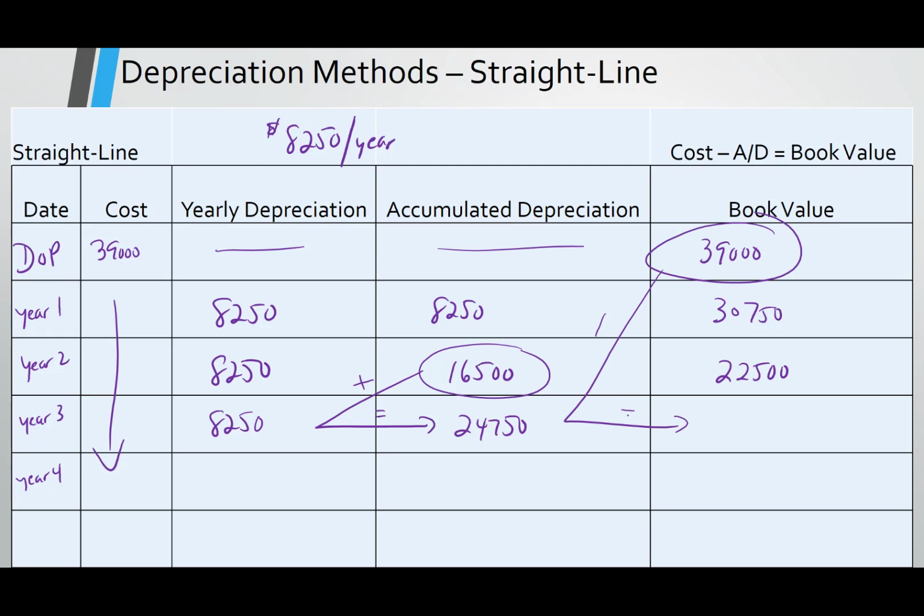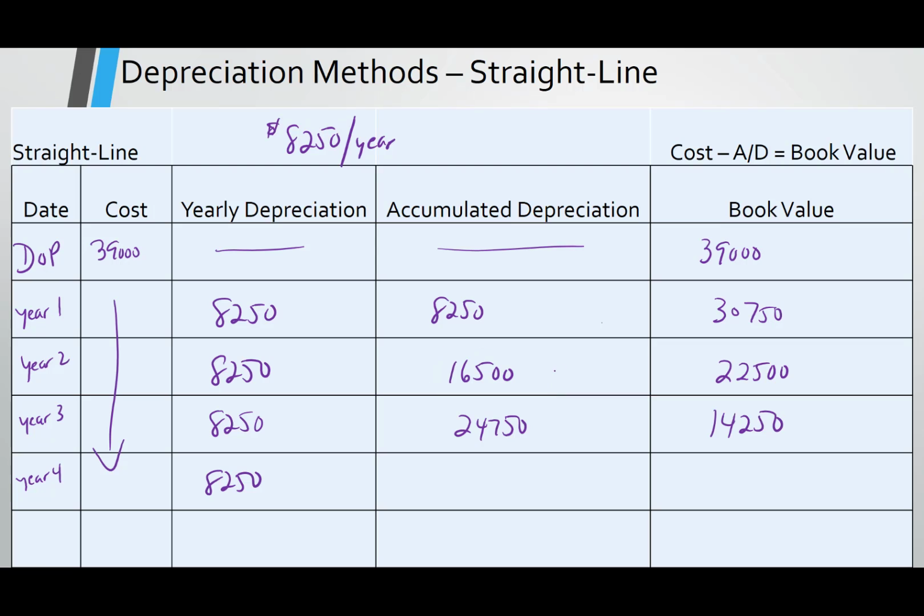All right, last year would be $82.50. Let's erase this to get our new amounts here. You take this plus that. That comes out to be $33,000. And then to get our final book value, that comes out to be $39,000 minus $33,000 equals $6,000.